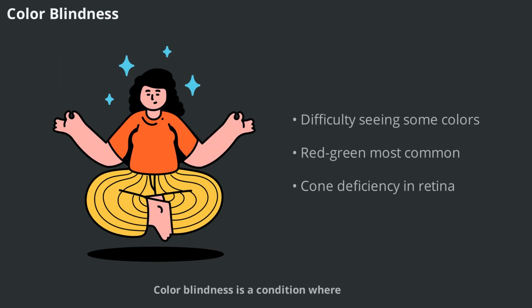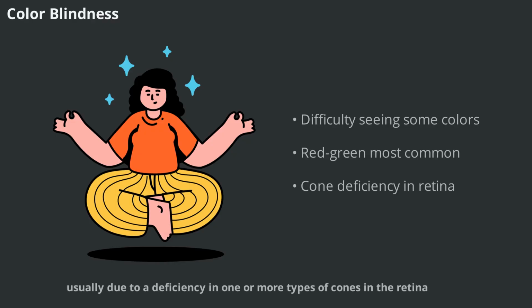Color blindness is a condition where a person has difficulty distinguishing certain colors, usually due to a deficiency in one or more types of cones in the retina. The most common form is red-green color blindness. While it doesn't affect overall vision, it can make tasks like reading colored charts or choosing ripe fruit more challenging. Understanding color blindness helps us appreciate the diversity of human vision.